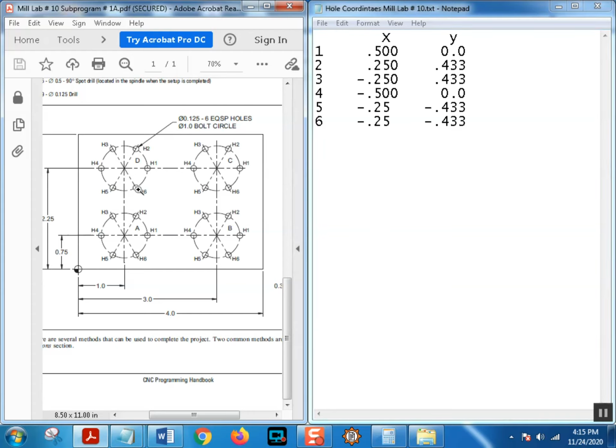See, that's why I double checked that, because I put down a minus 250. I would have drilled this hole right here, H5, twice. I don't want that minus symbol there. Delete it, space that over, hit Control S.